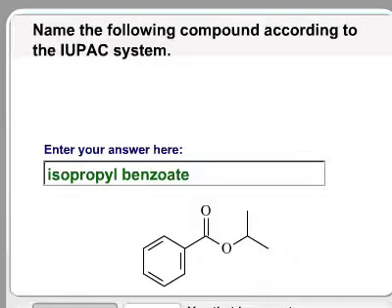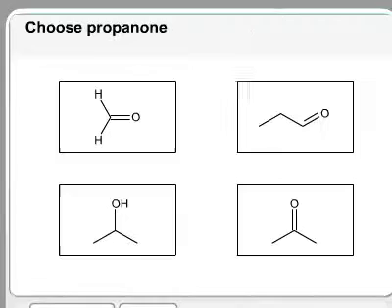Yay! Wasn't sure how to spell benzoate. All right. Okay. Propanone. That "one" ending tells me it's a ketone, so let's rule out those that are not ketones.